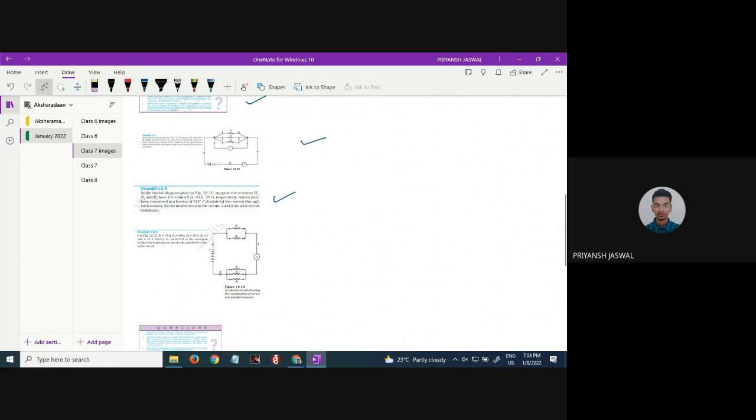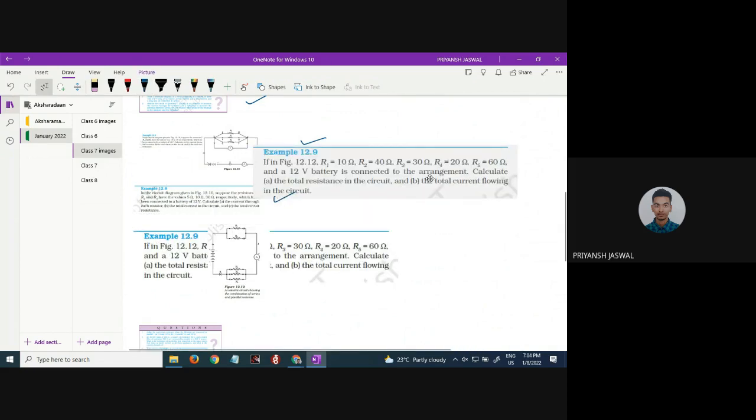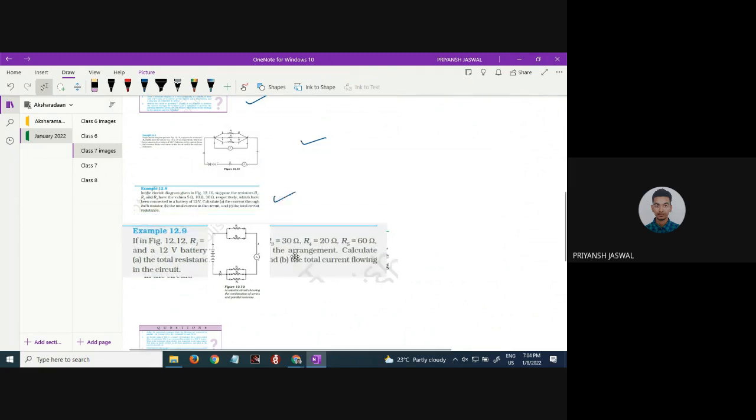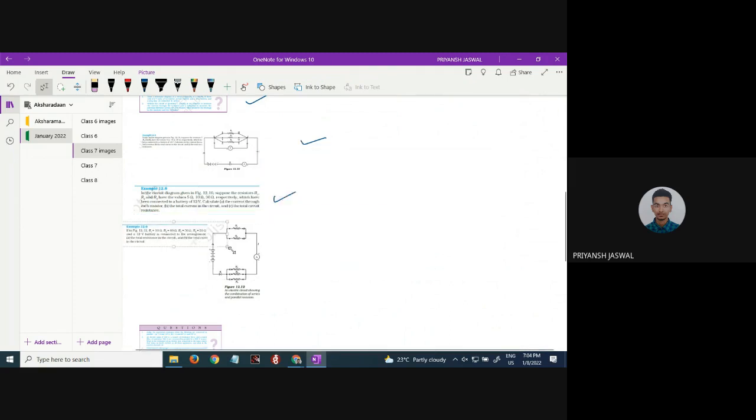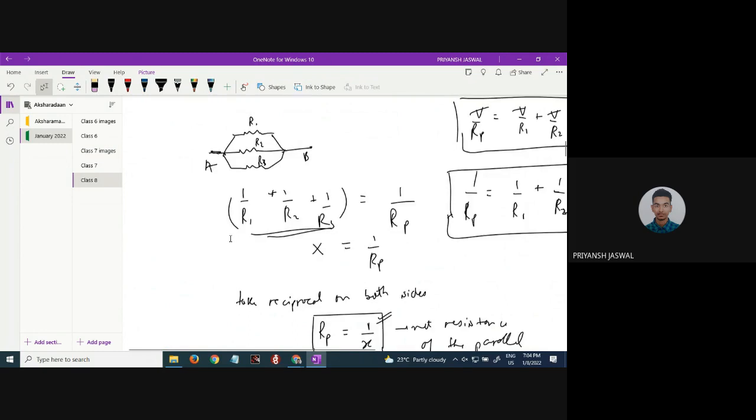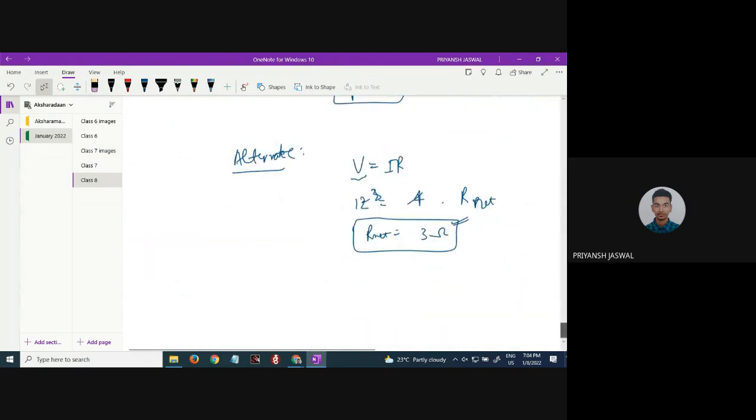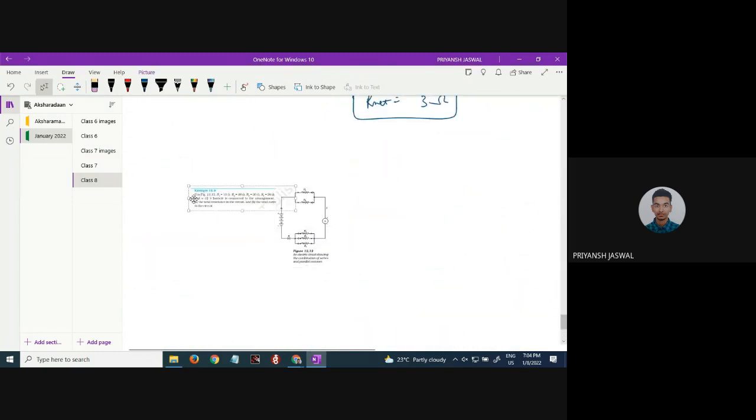This one also. In figure 12.12, okay. So this and this. For some reason I can't paste both of them. Let's try. Oh, it works. Nice.